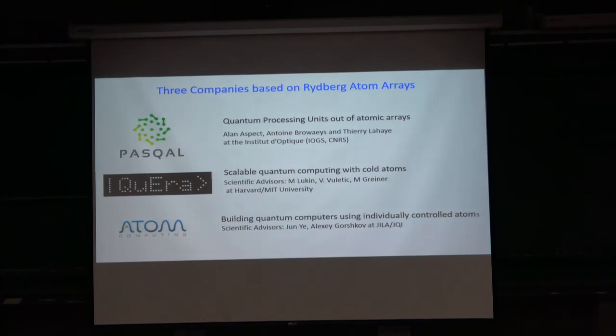And actually, there are 3 world famous groups, like Anthony Browaeys' group in CNRS. They started a company, Pasqal. In Harvard and MIT, Mikhail Lukin and Markus Greiner's groups initiated another company called QuEra. In California, there's a new company with Ying-Cheng and Goshkov as scientific advisors. They initiated another company, Atom Computing. All 3 are based on this Rydberg atomic array.